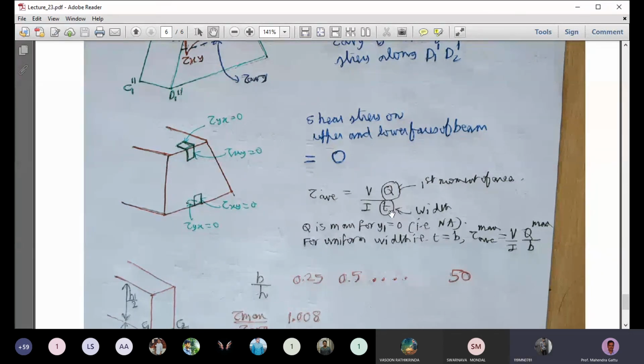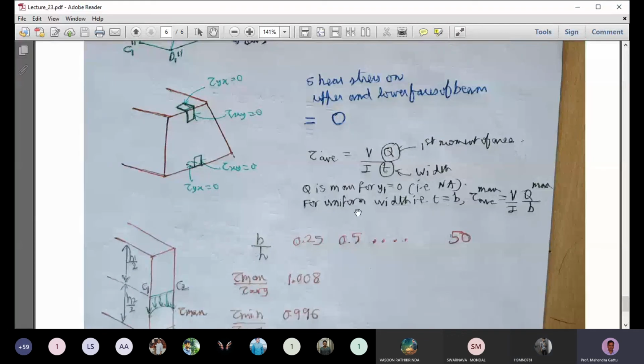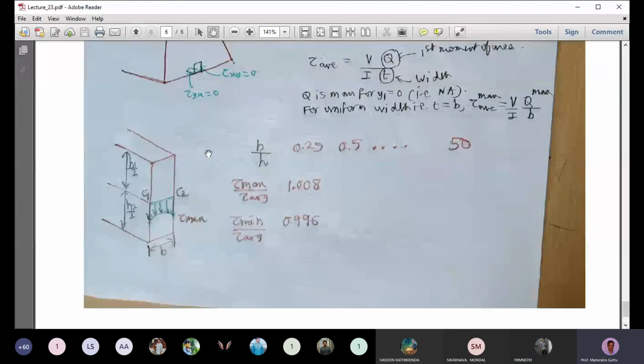But here the width can vary. Suppose then we have to actually find out what the tau average is at all the locations and find the maximum value there, because tau average is dependent on the first moment of area and the width. But for uniform width, the maximum tau average will occur at the neutral axis location. So tau max average is equal to V by I, Q max by B for a beam with uniform width. Now there is some theory of elasticity.